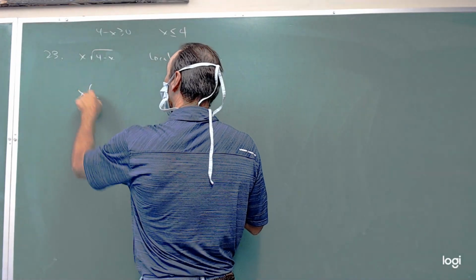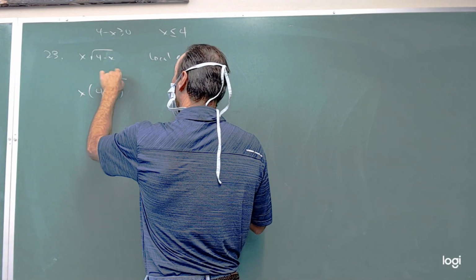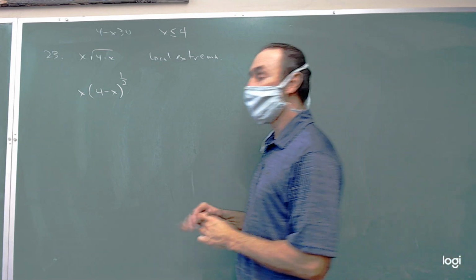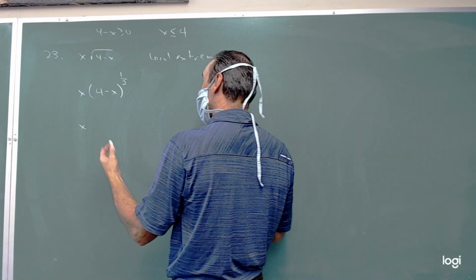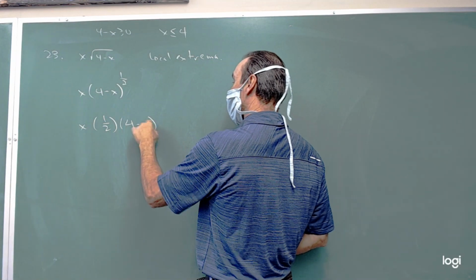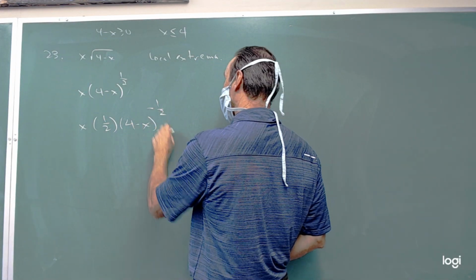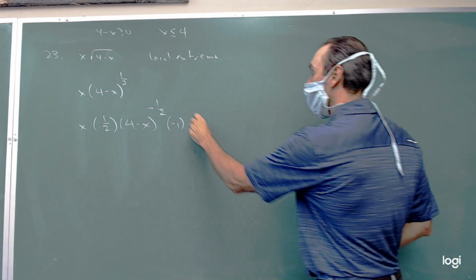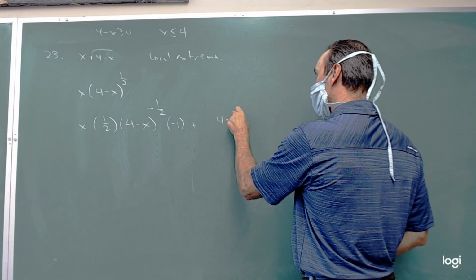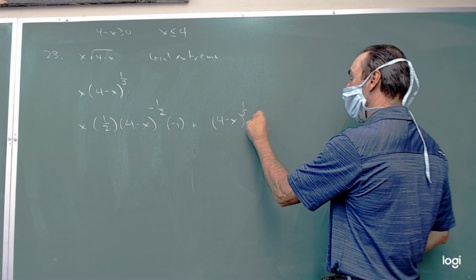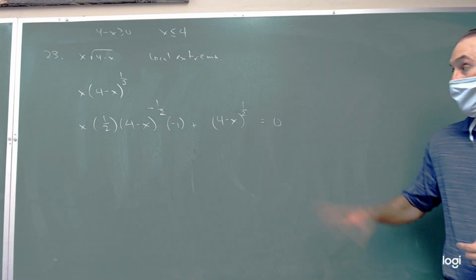Okay. So for derivative purposes, we're going to think of that as to the 1/2. There's a product rule derivative, so we go first, and now we're going to chain rule. So we're going to have 1/2 times 4 minus x to the negative 1/2 times the derivative of 4 minus x, which is -1, plus the second, 4 minus x to the 1/2, times the derivative of the first, which is just 1. And we're going to set that equal to 0. So that's the tricky part.